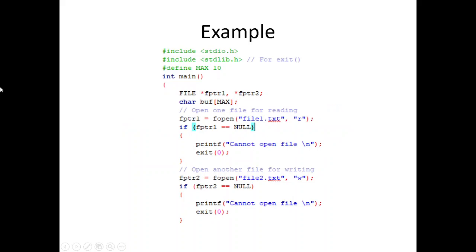So the same example, right? That is copying the content of one file to another. In the previous example, we did it by character, and here we are going to use fgets and fputs. So this part of the code is the same, where we have declared two file pointers here, and this is the code where we are opening the file in read mode, and this is the code where we are opening the file in write mode. Okay, and here we are checking whether there is a successful open of the file.